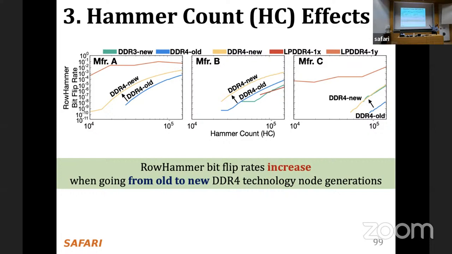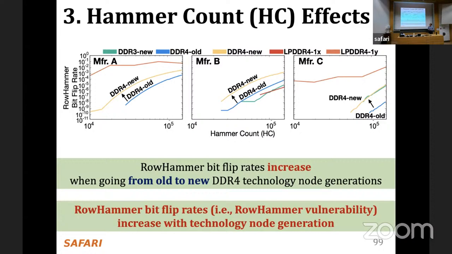So this is a scaling study, as I said, and this is a perfect example of a scaling result. So that's the key takeaway. RowHammer vulnerability increases with technology node generation. It's hard to argue with data, as you can see, right? Yeah, manufacturers can say, we're making our chips better, but you measure and say, oh no.